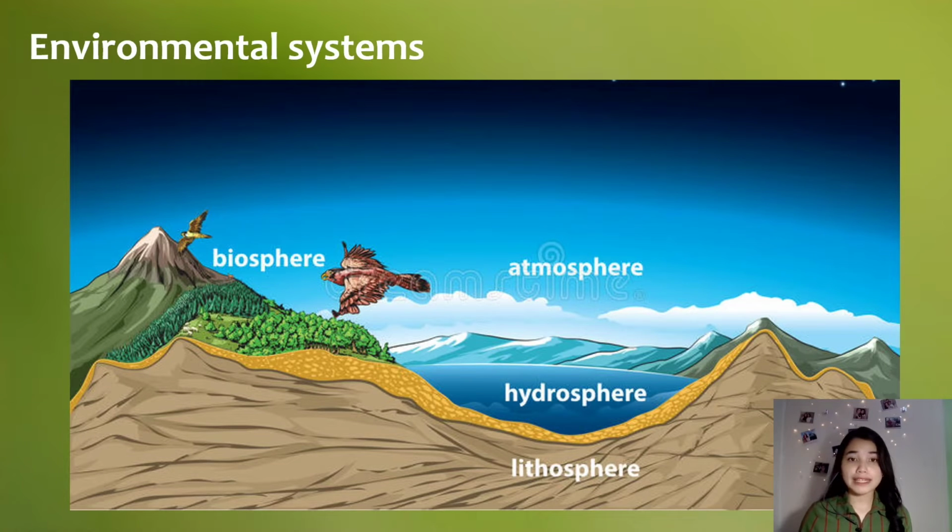Next is the environmental system. As you can see, nandito yung atmosphere, biosphere, hydrosphere, and lithosphere. I know that all of you are familiar na dito since natakal na to nung junior high school. And magsa-start tayo sa atmosphere. Makikita nyo, di ba, nandito siya sa part na to. And ano bang meron dyan?